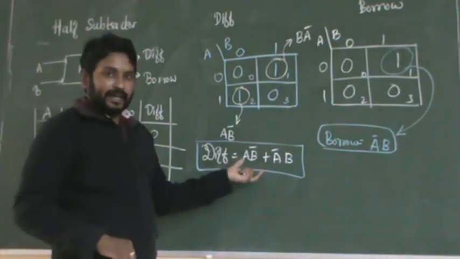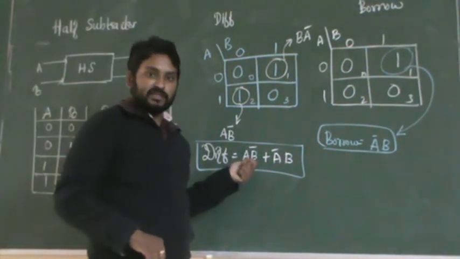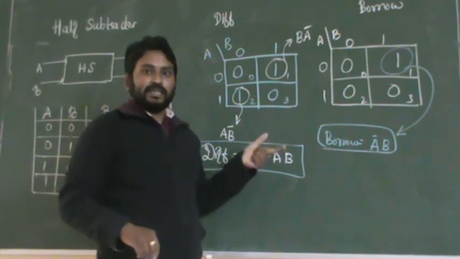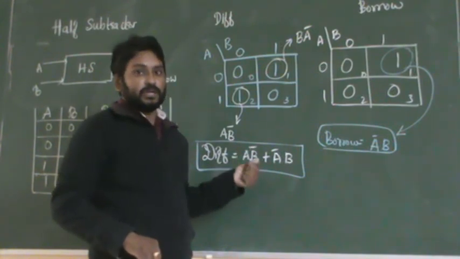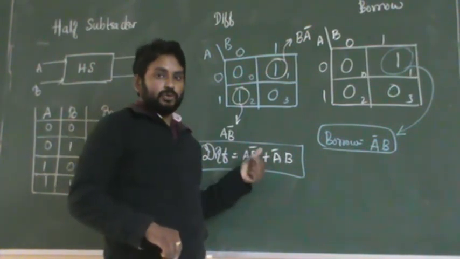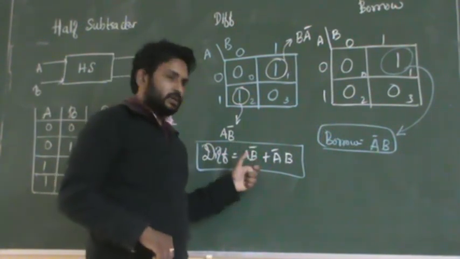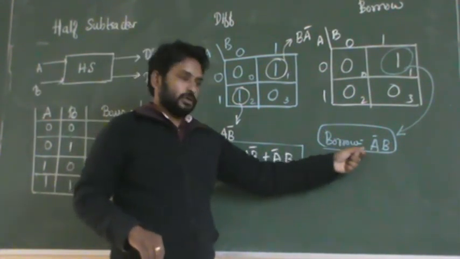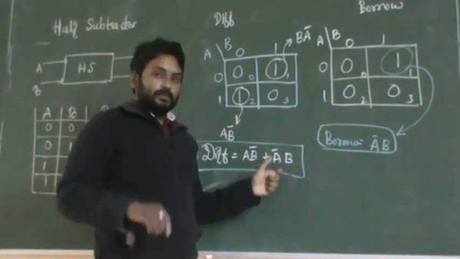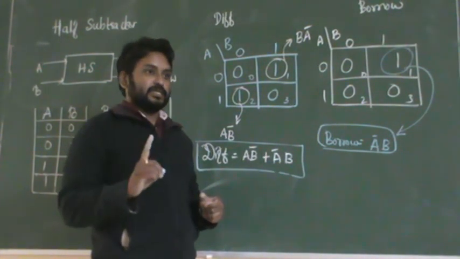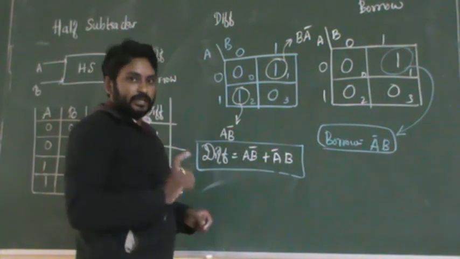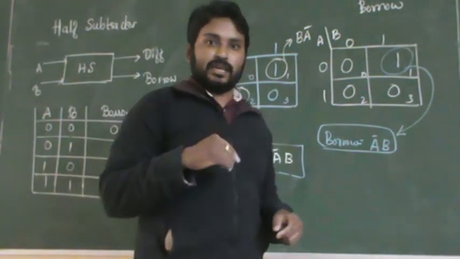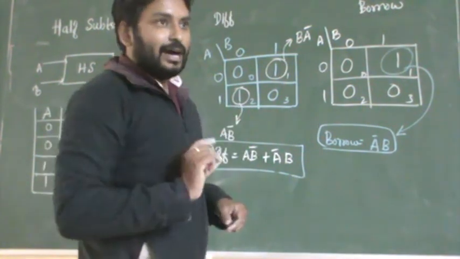I will not write the circuit for the difference. Why? Because this circuit is the same as the sum circuit of the half adder, so therefore I am not writing this one. I will just write the circuit diagram for borrow. But in your observation, I repeat once again, you have to write the circuit diagram for difference. I am not teaching it because it is the same as the sum in the half adder.